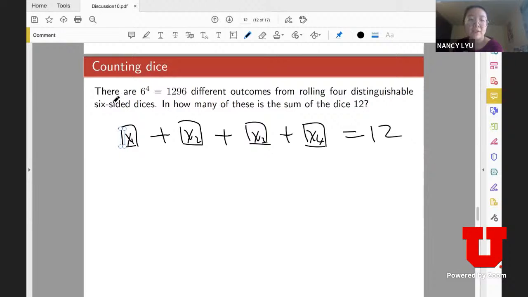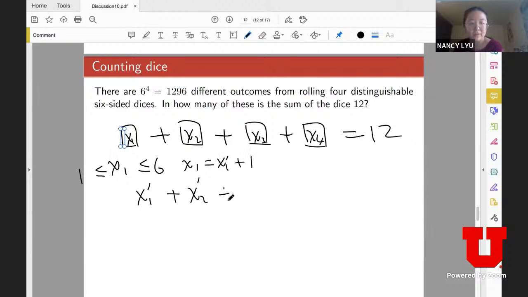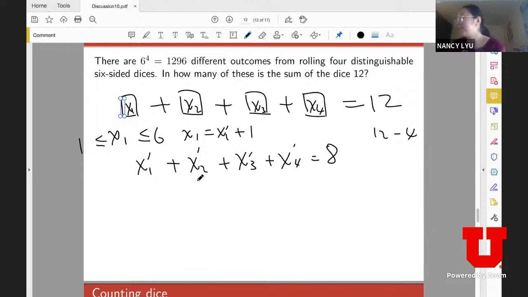And we want to make sure that each X is in between these numbers. Based on that, we know all 4 x's have to be greater than or equal to 1. So we can now have x1 prime, where x1 is equal to x1 prime plus 1. And this is 12 minus 4. That will give you all the outcomes.